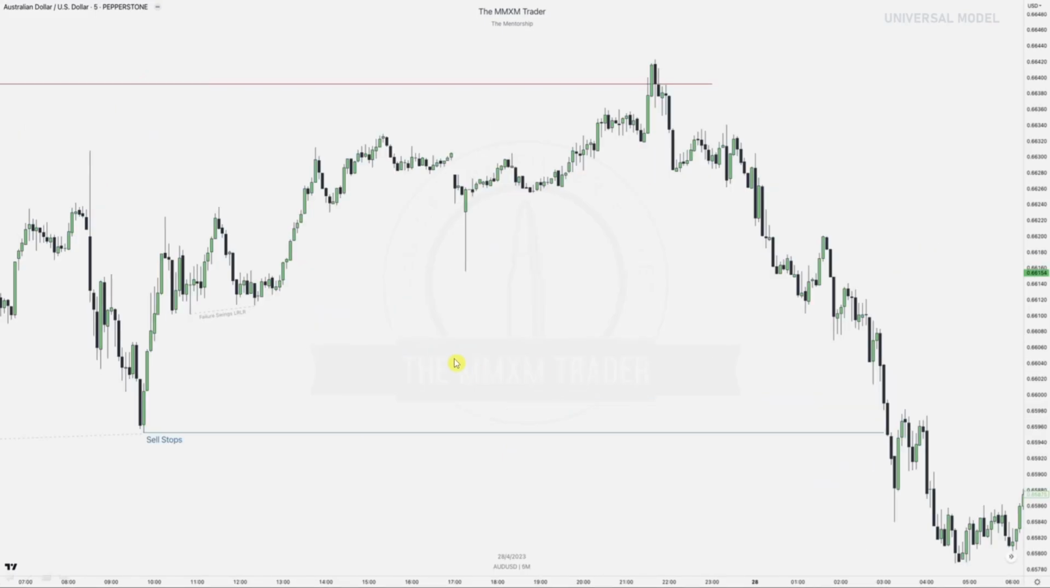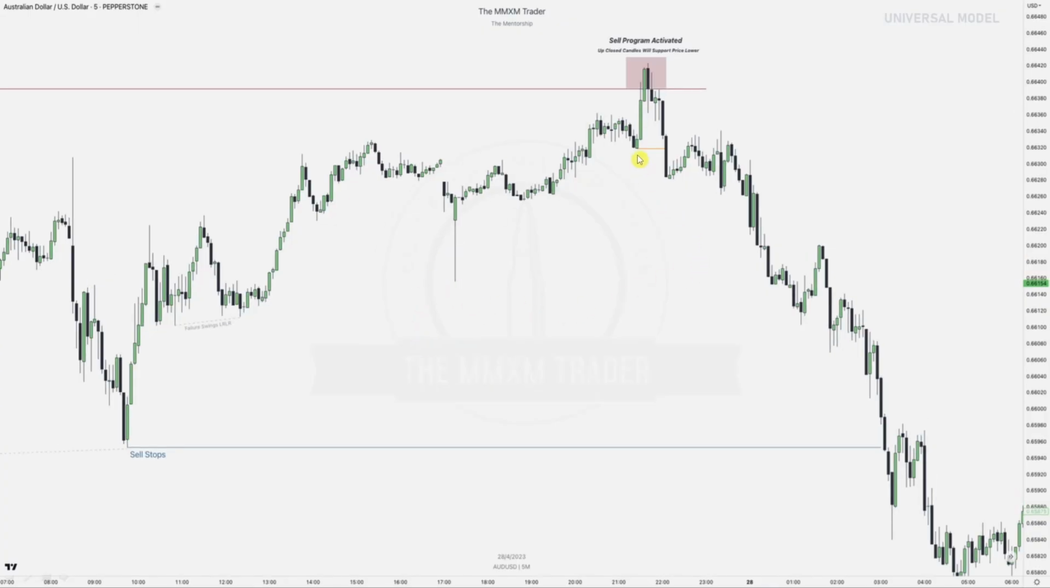So over here, 5-minute time frame, we wait for a break of structure, right? Important. So break of structure happens down here. Sell program has been activated because we took out that external range liquidity, right? So all up close candles should now act as a resistance and support price down lower.